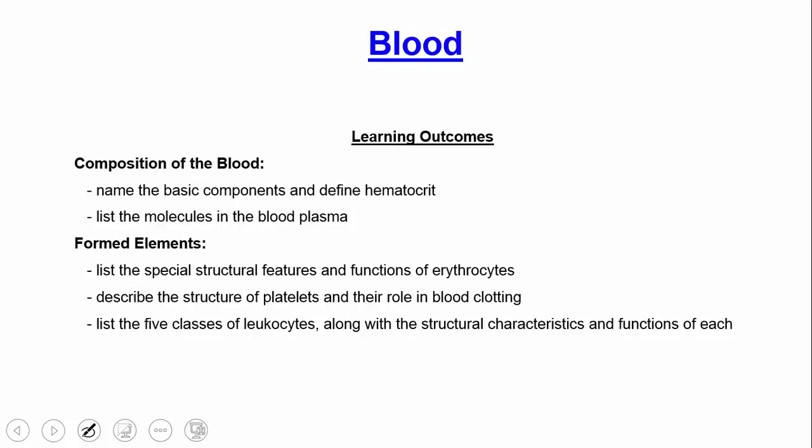In today's lecture, we're going to discuss blood. As always, these are the learning objectives for today's lecture, and you want to make sure you can execute these before you proceed to the next lecture.